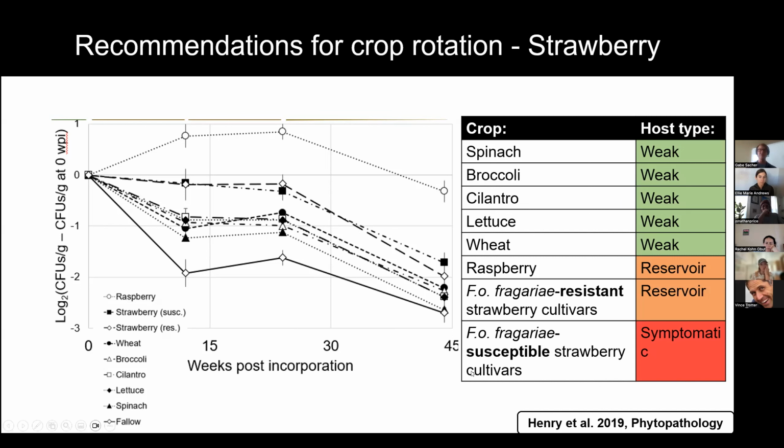And so here's sort of a cheat sheet of everything they tested, where most of the crops barely helped Fusarium at all, and it died over time. Certain crops could be reservoirs for the pathogen, but not ever express symptoms. And then our susceptible strawberry was highly symptomatic and basically melted. So it gives us a lot of confidence that we can plant basically anything that isn't infected by the disease and get disease reduction over time.